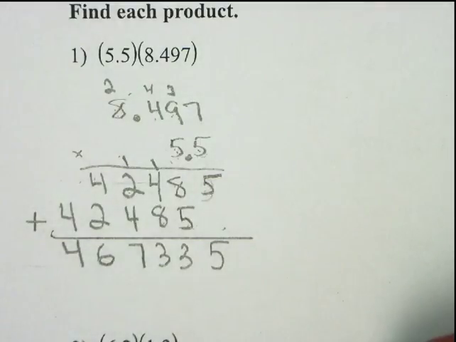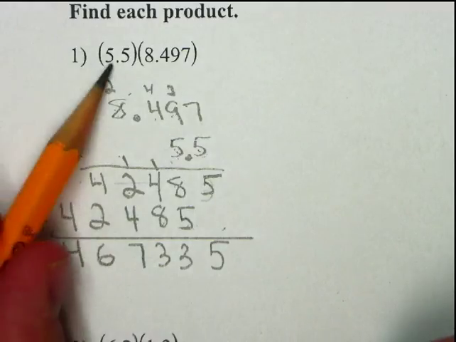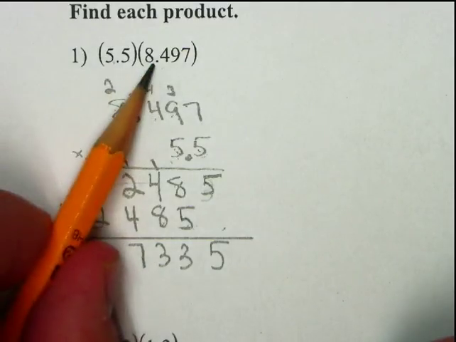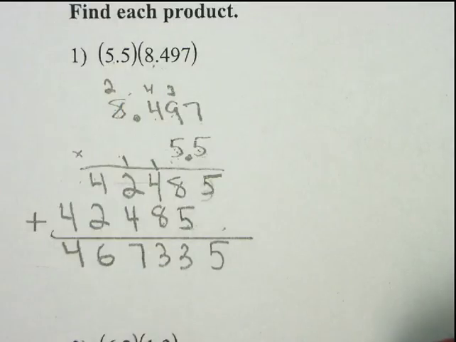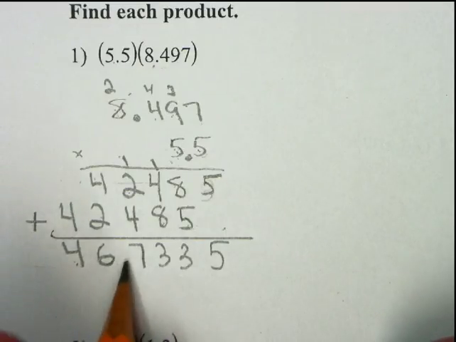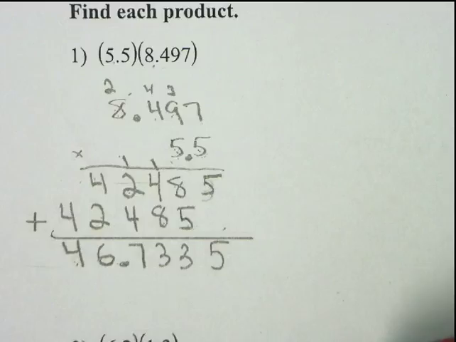Now there's two ways you can figure out where the decimal goes. If you go back to the original question, it's like 5 times 8, right? Yeah, 5 point something times 8 point something. So 5 times 8 is 40, right? So we expect our answer to be around 40. So just looking at this, well, makes sense, okay, 46.7335. Just by estimating.